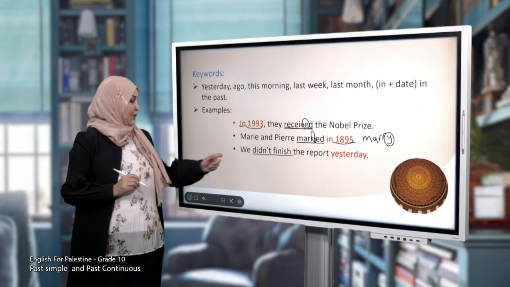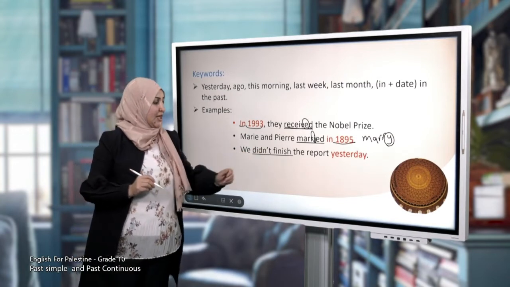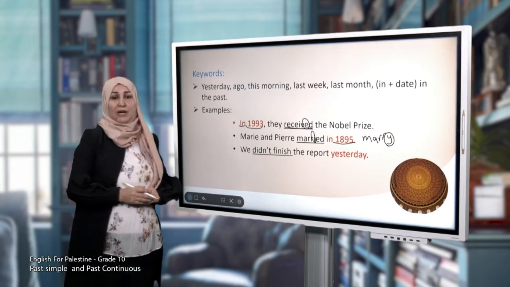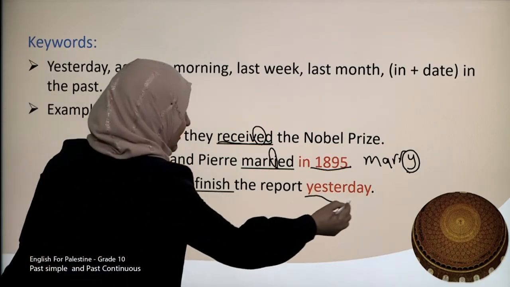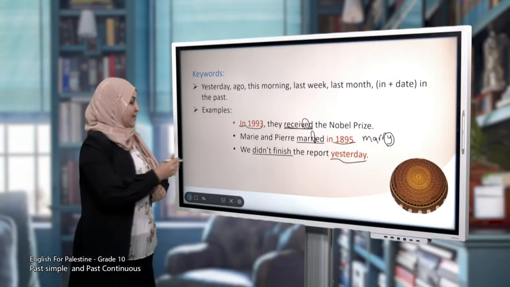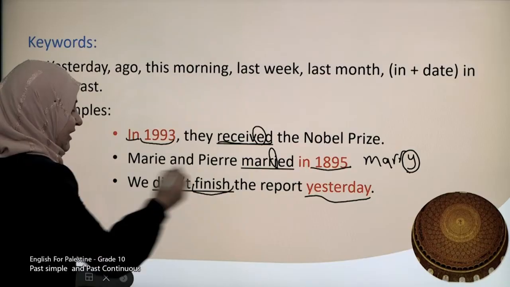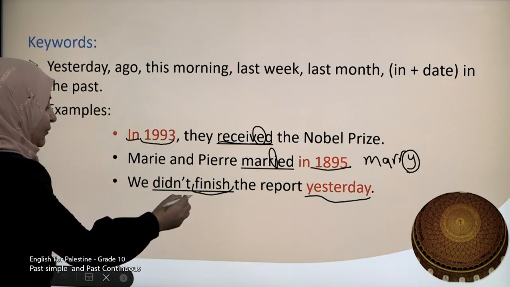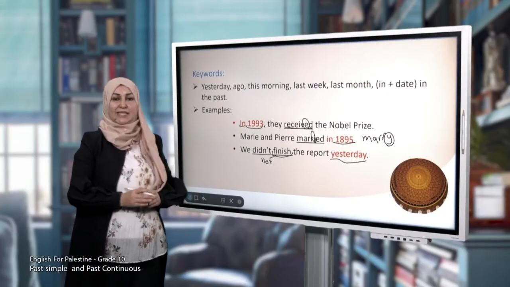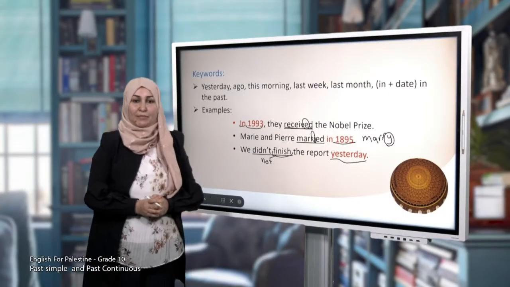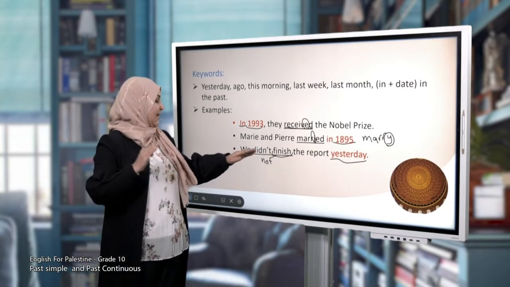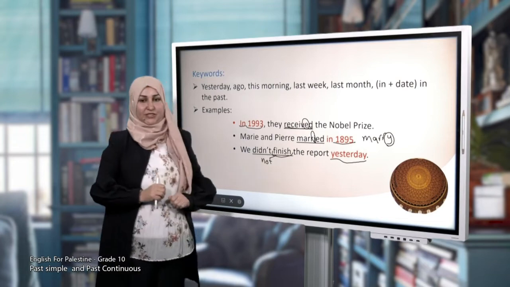Number 3. We didn't finish the report yesterday. Here we are talking about yesterday, a date in the past. And the verb here is finish. And before it we have not. So, to make this sentence negative, we bring did and the sentence becomes didn't finish.